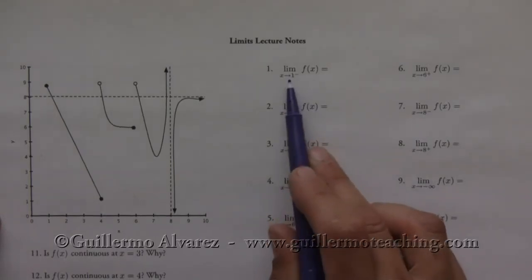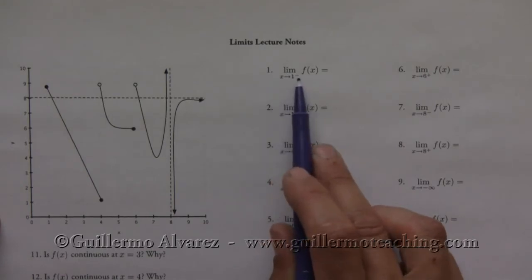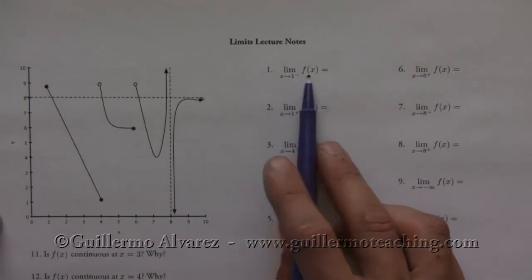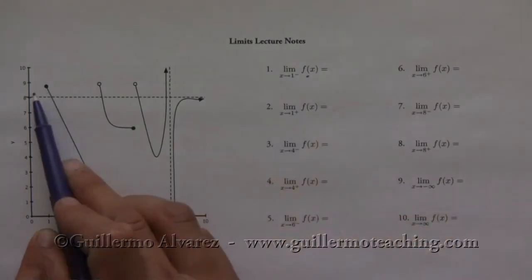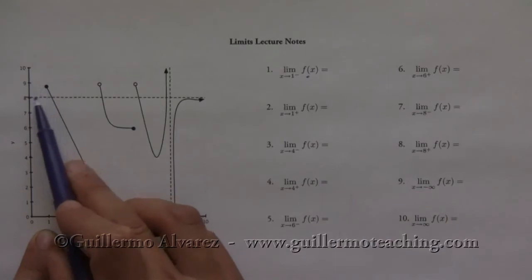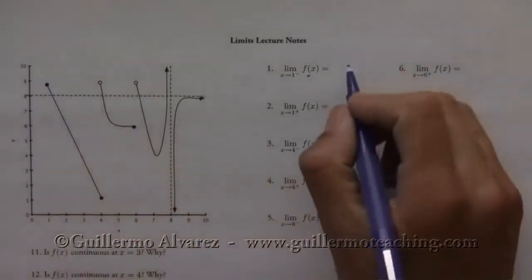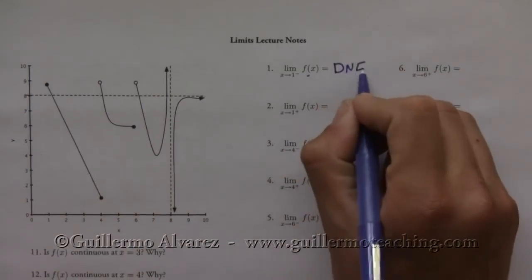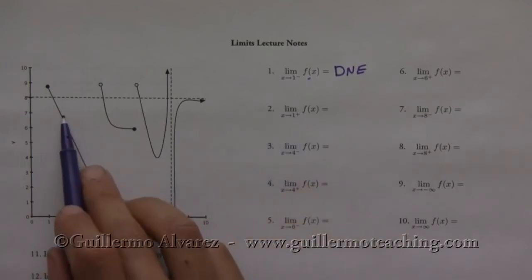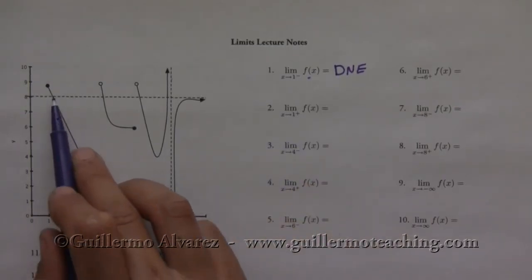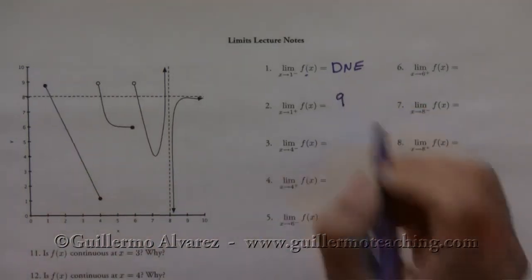So to start off, this first one says the limit as x approaches 1, remember, from the left of the function. So here's 1. Now to the left of 1, notice that there's nothing here. And so what that means is you can't come in from the left. So this limit does not exist. But now if you're coming in from the right, well, that one's pretty easy. If you come in from the right, it's approaching 9.